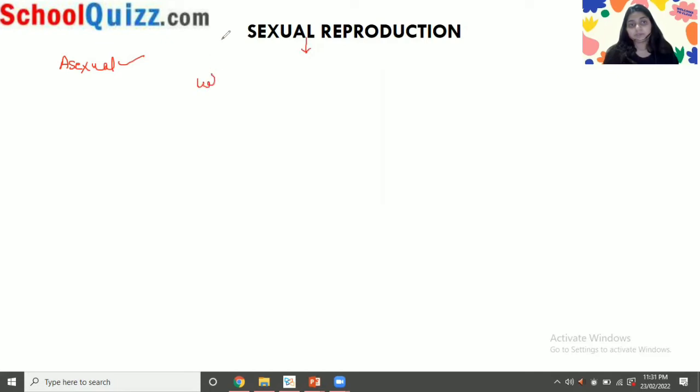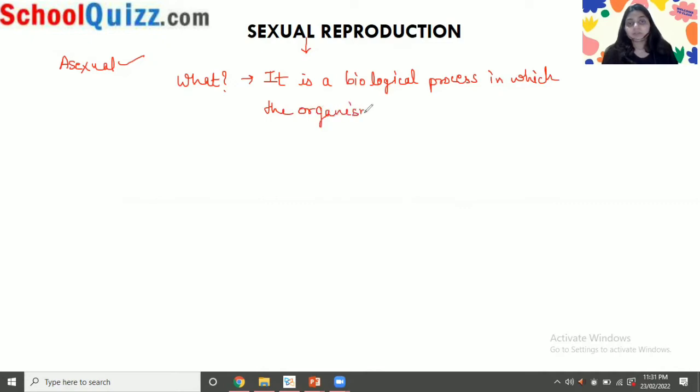So what is sexual reproduction? It is a biological process in which the organisms are produced by two individuals of opposite sex.